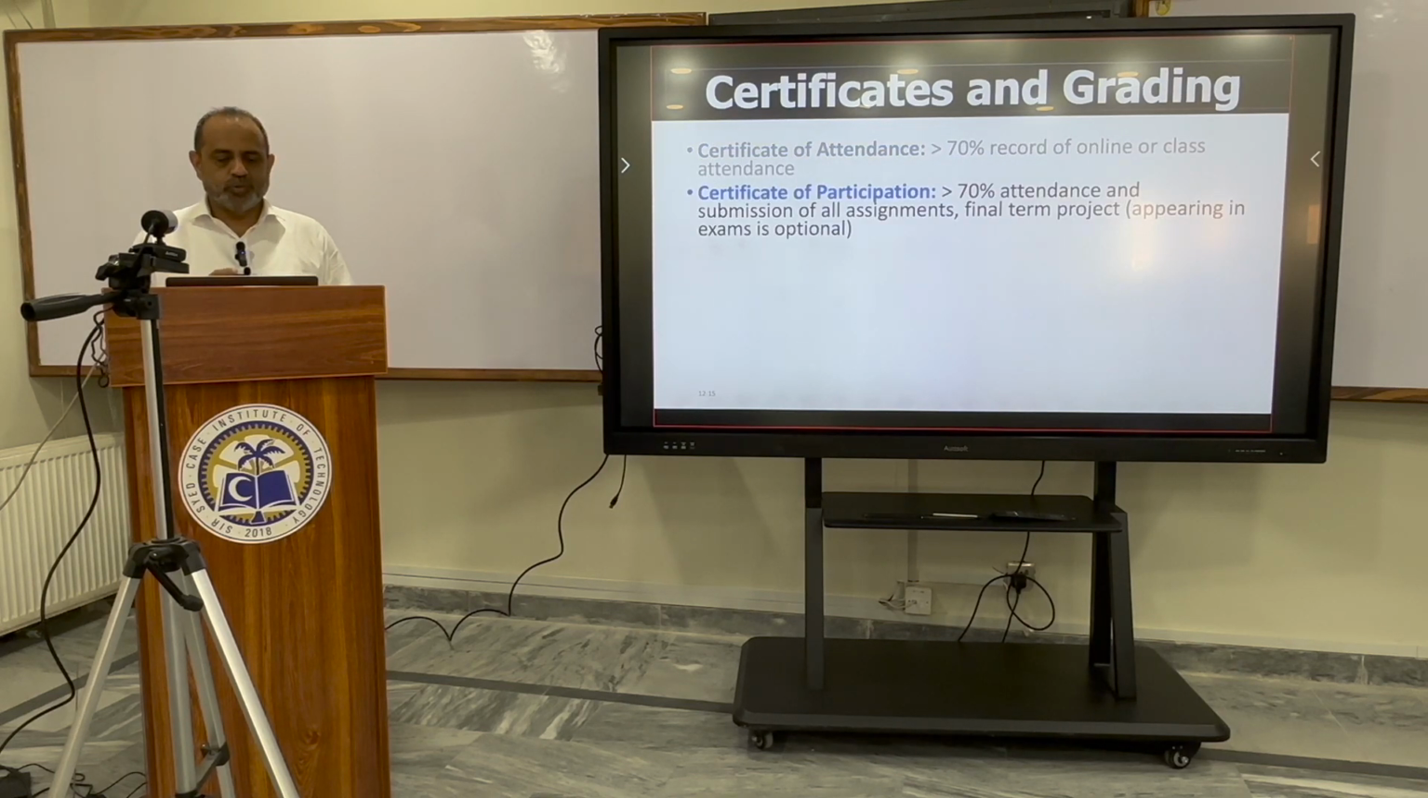But I like those who are attending to at least be a participant. For a certificate of participation, you should have attendance greater than 70%. Then you must submit all the assignments and the term project, and you need not appear in the exams. So you get a certificate of participation, which mentions that you have submitted all the assignments and participated in the project, but you don't get a grade; you just get a record of what you have done.